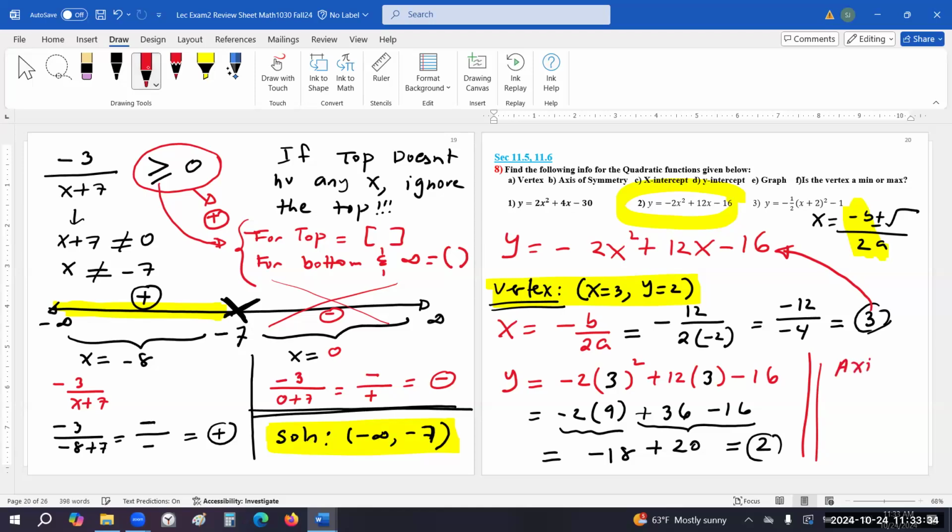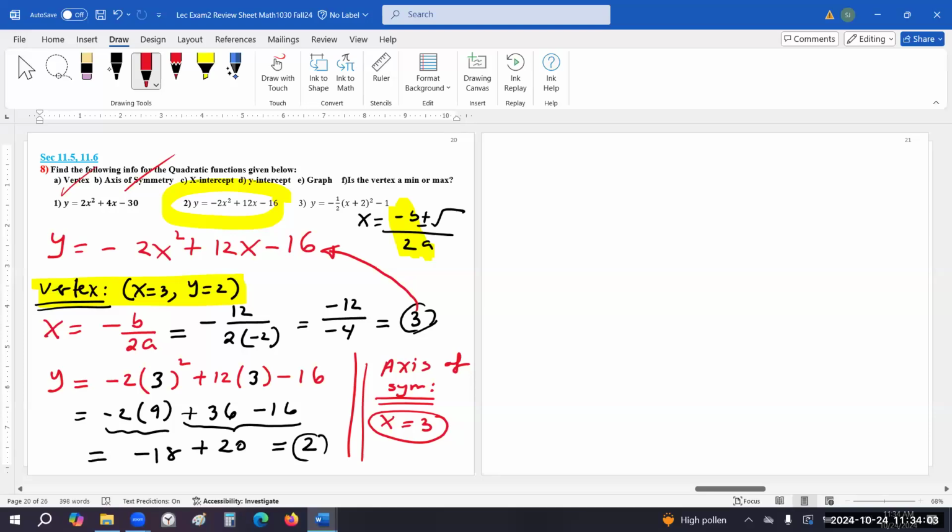The x value of the vertex gives us the axis of symmetry, always. Axis of symmetry is a vertical line. So every vertical line has a formula x equals some number. In here, x equals the x value of the vertex. So we did vertex, we did axis of symmetry.